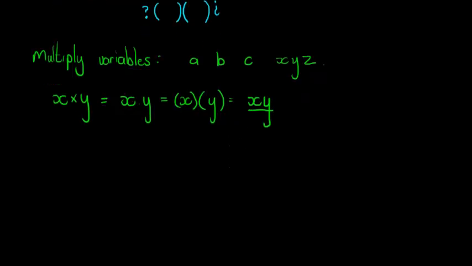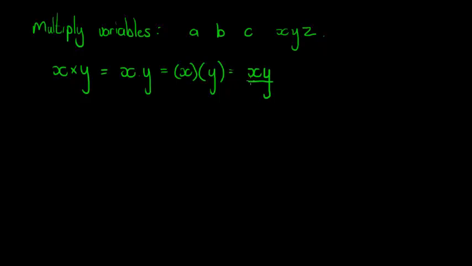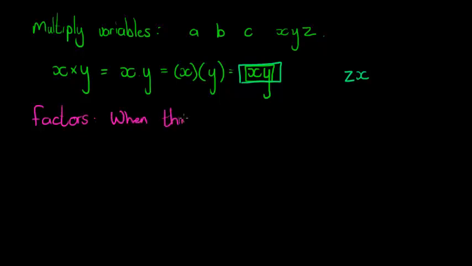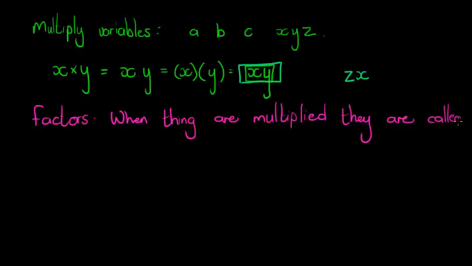And because that is fairly simple, just writing XY, this becomes a new term. Now remember, this whole thing is called a term. And something else might also be called a term, like ZX. That's a different term because it's got different factors. Now what do I mean by factors? That's the next thing we will look at. Factors: when things are multiplied, they are called factors.